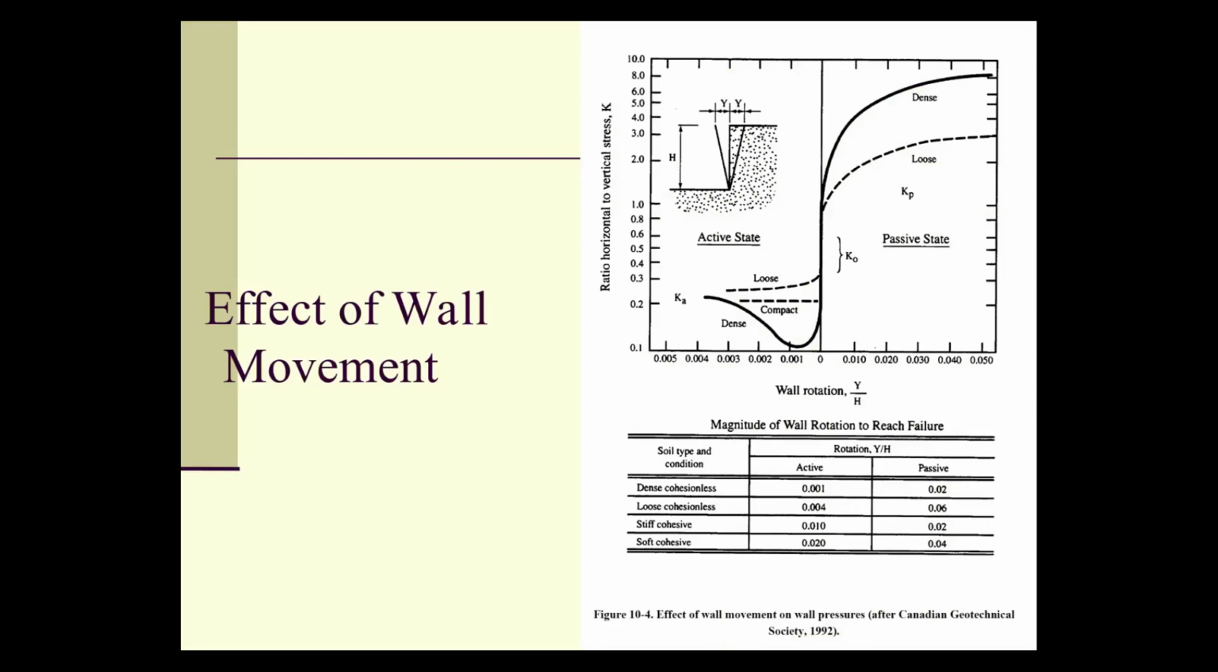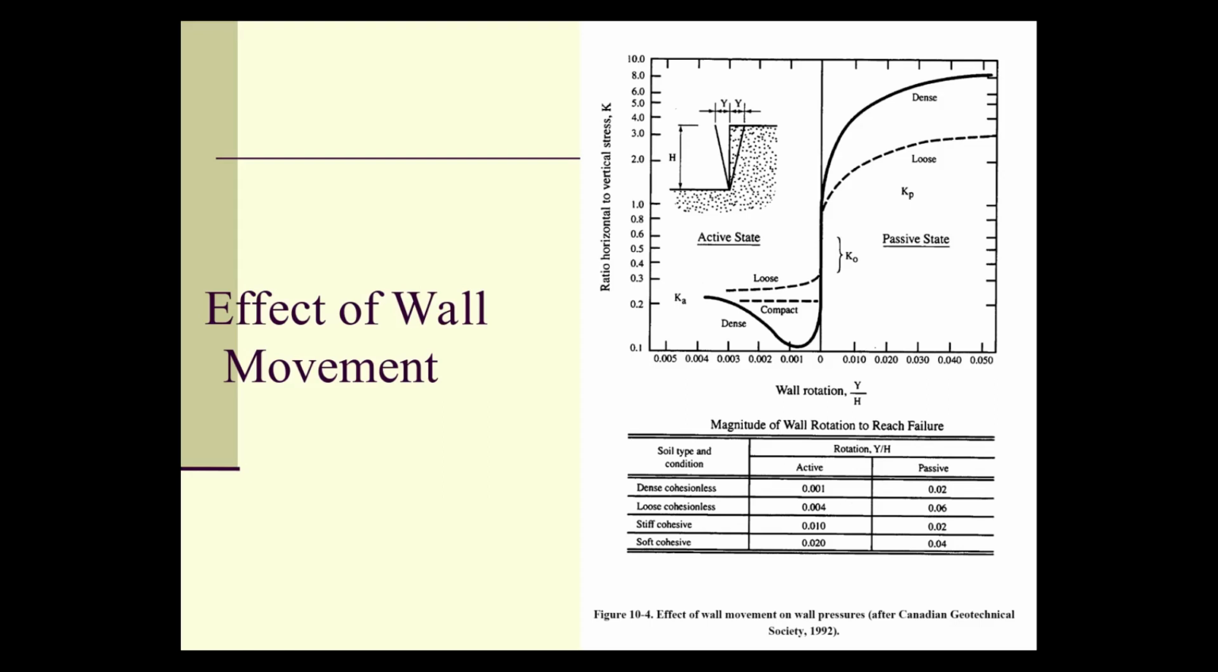The effect of wall movement can be seen. You see that diagram. I've presented other versions of this over the years. We have a situation where if the wall starts in a certain way, it's got a height h, which you need to understand, and then it has this deflection y at the top. If y is to the left, in other words, the wall is moving away from the soil, then we have active. And the ratio of the horizontal to the vertical stress, K, tends to be low.